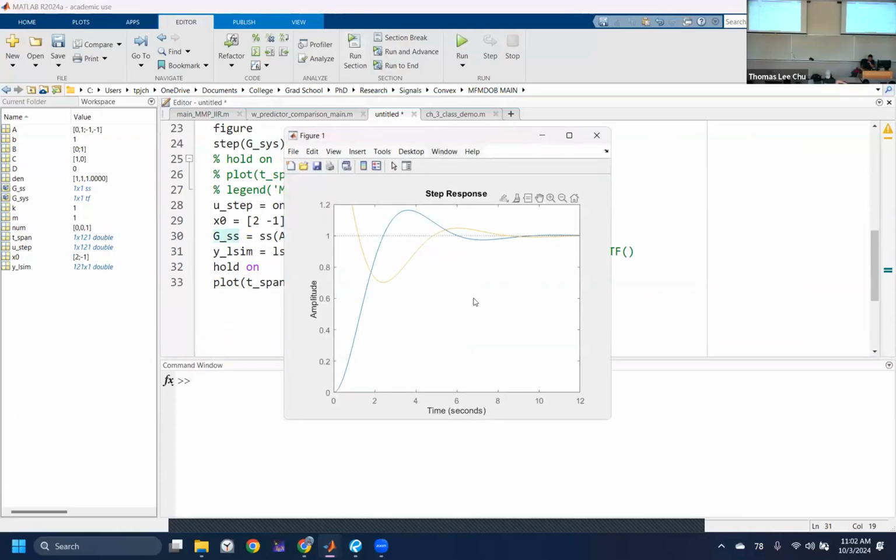There you go. So now we can see that we have a different response. Let me zoom out. Initial condition starting at 2 with a negative velocity. You can see that my initial trajectory is at 2 and it dips down because of that negative velocity, because it's counteracting that force, but that force is still pushing it towards 1. So it still converges to 1.